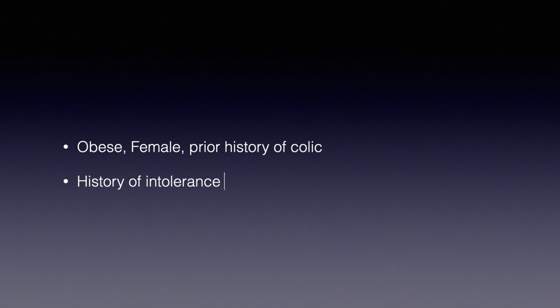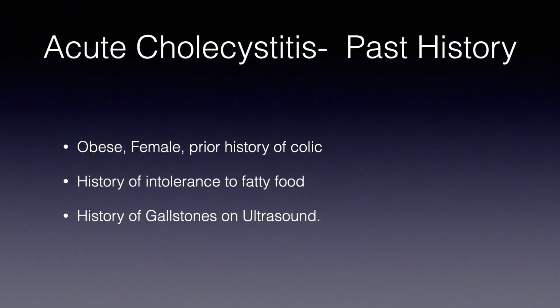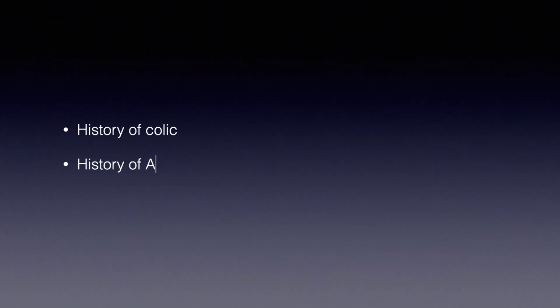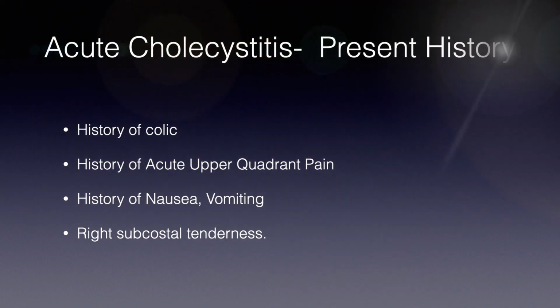The past medical history may be relevant, with prior history of colic. The patient may be an obese female. There is history of intolerance to fatty food, and there is history of gallstones on ultrasound. Present history may consist of history of colic, history of acute upper abdominal pain, history of nausea and vomiting, and right subcostal tenderness.